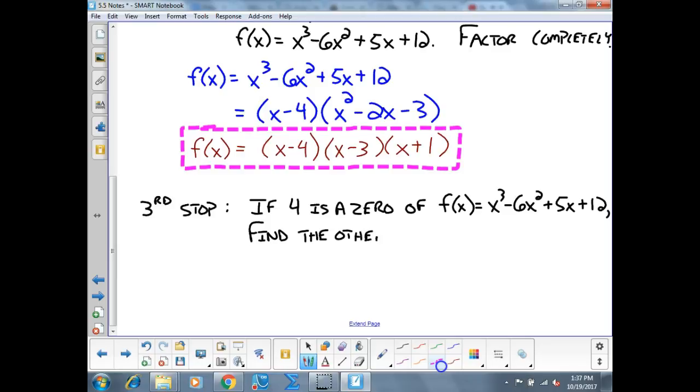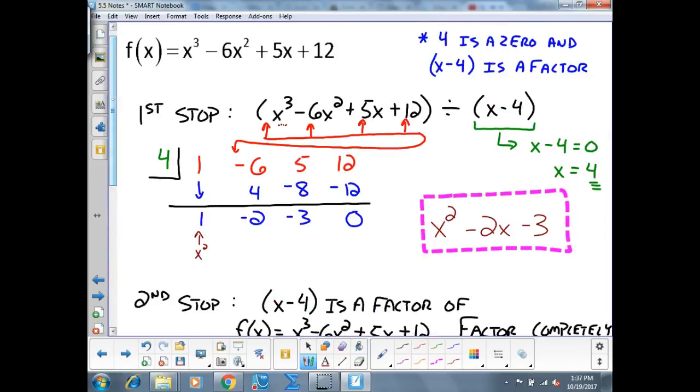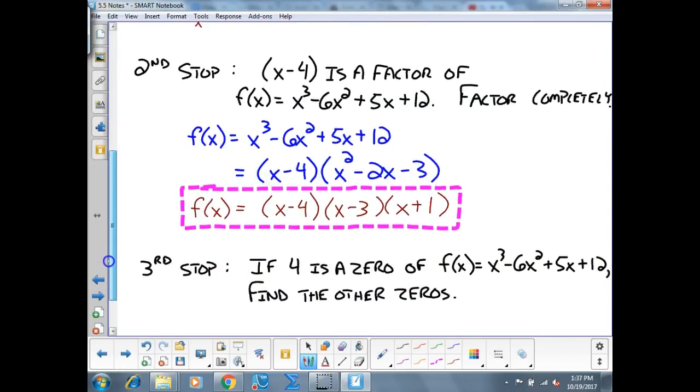Anyway, I need to find all the zeros. Here's a line. This one times that one, put it there. That's a 1. This one times that one, put it there. That's a 3. This one times that one, put it there. That's a 9. My first stop would be to do the synthetic division. My second stop would be to factor it completely.